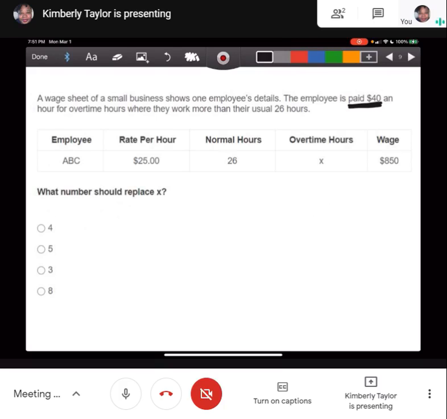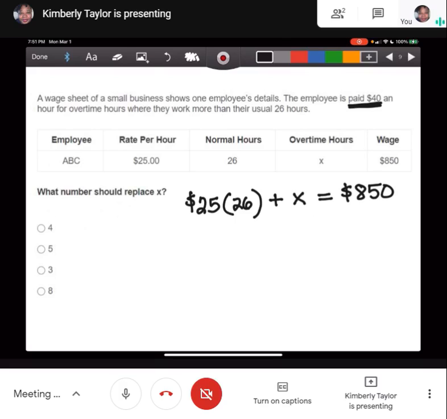So we have to set up the equation. You have to make it make sense to you. Pretend like this was your money. So what would you do? Okay, if I work 26 hours, I get paid $25 an hour. I'm going to say $25 times 26 hours. Then I know I worked some overtime, so plus X is going to be my overtime money, and the total money is going to equal $850.